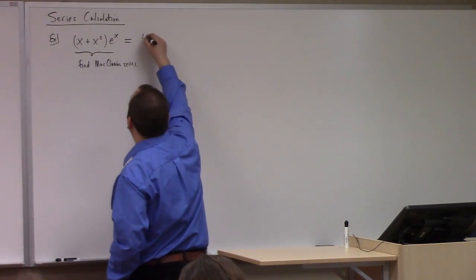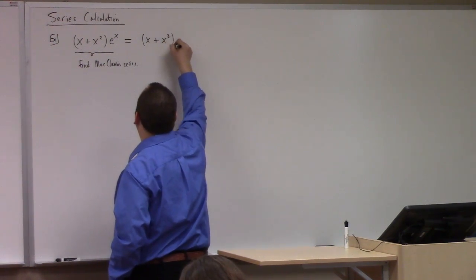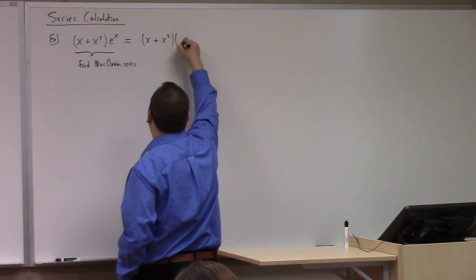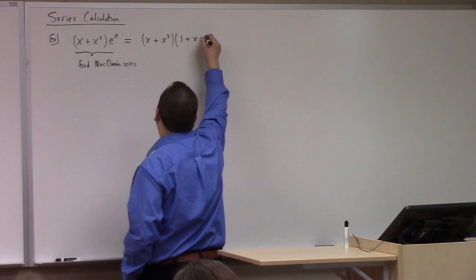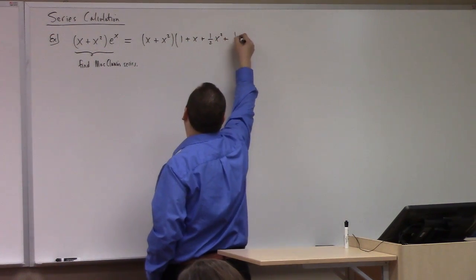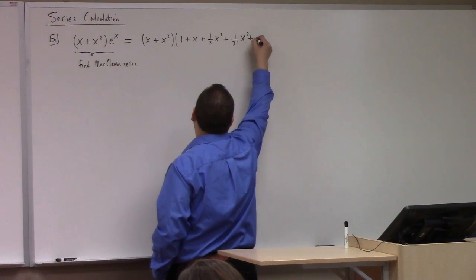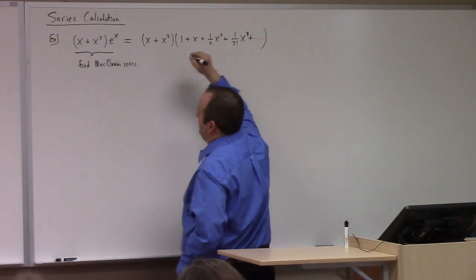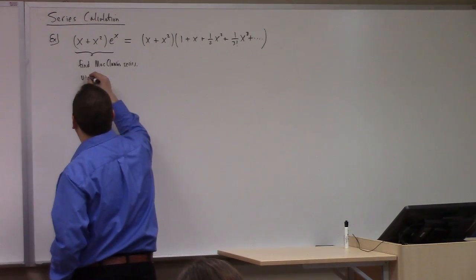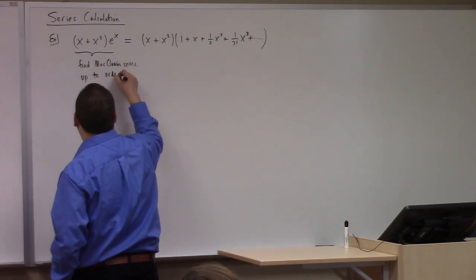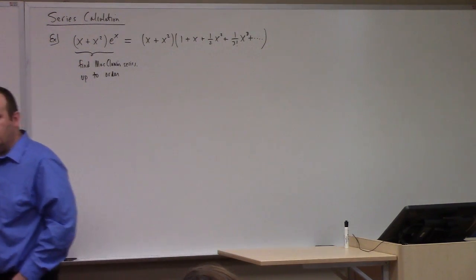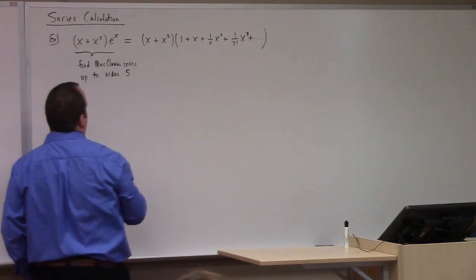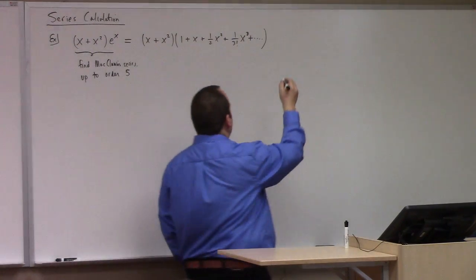All right, so what I have then is x plus x squared times e to the x. Well, e to the x is what? 1 plus x plus 1/2 x squared plus 1 over 3 factorial x cubed plus dot dot dot. So I'm going to start out with this kind of example. Let's say find the Maclaurin series up to what order? What order do you want me to work out to? Order 5? I'll take that. Sounds good.